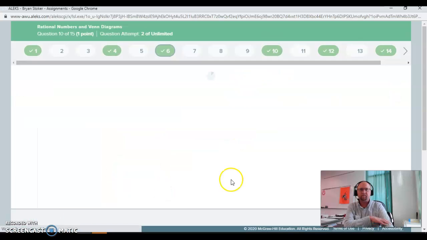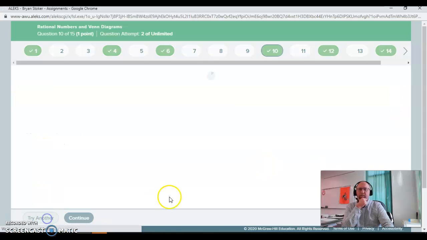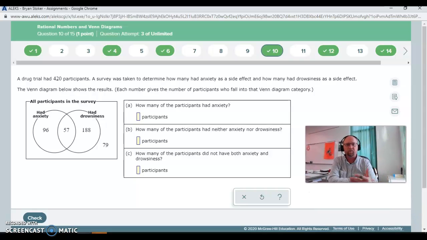Okay, let's look at number 10. Number 10 is where we start dealing with the Venn diagrams. Here, what you have to do is read the question and deal with some of the math involved. I'll pause, you pause, read, and then we'll solve.